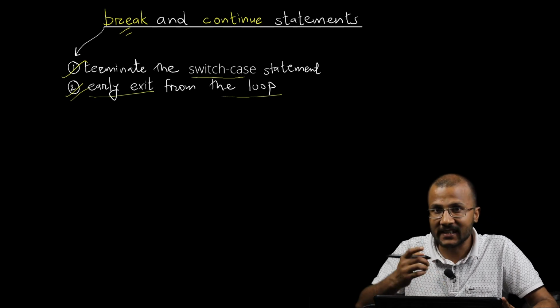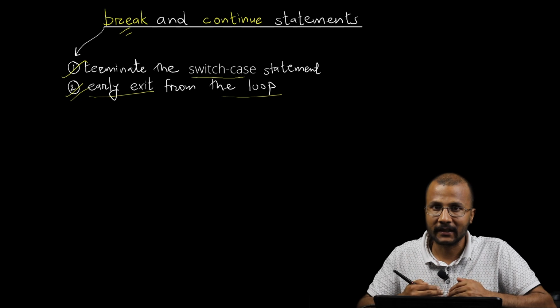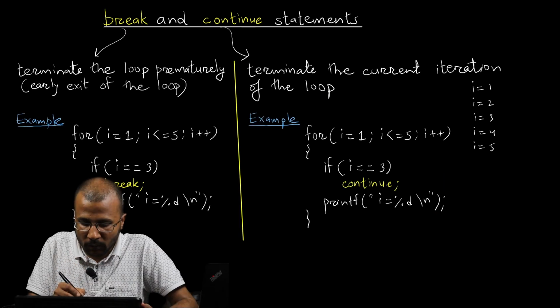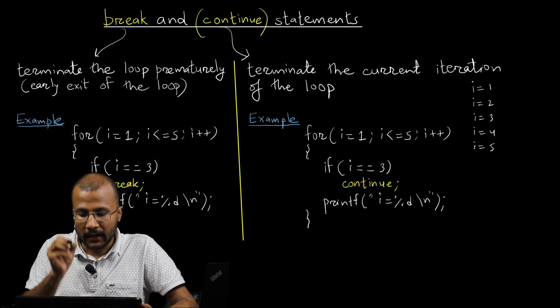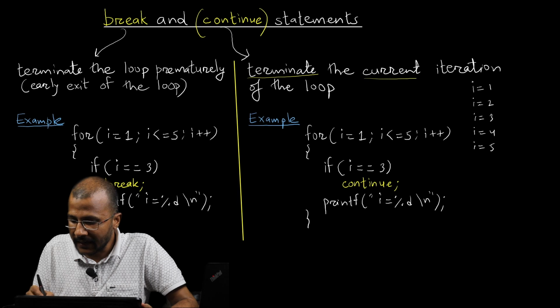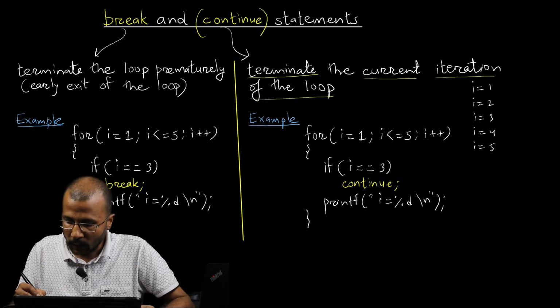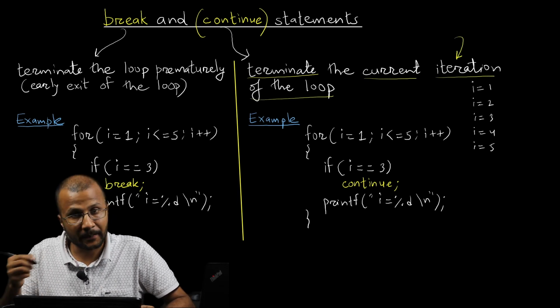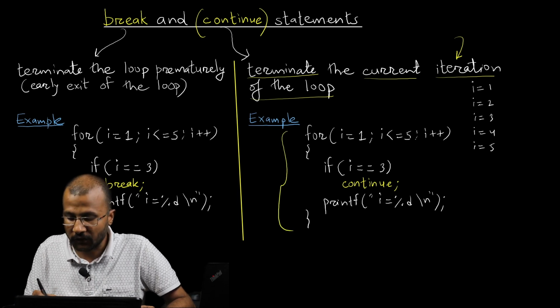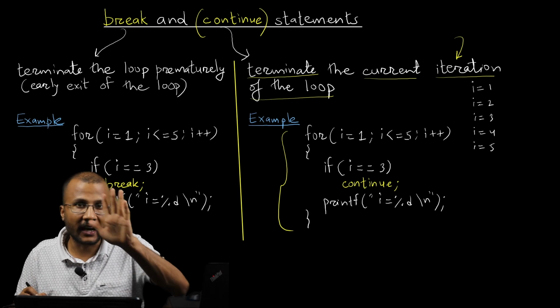So if you want to exit a loop before it normally stops, then we need to use this keyword called break. Now there is one more keyword called continue. Continue will help you to terminate the current iteration of the loop. Iteration is nothing but repetition. Let's take this example of a for loop that runs for 5 times.